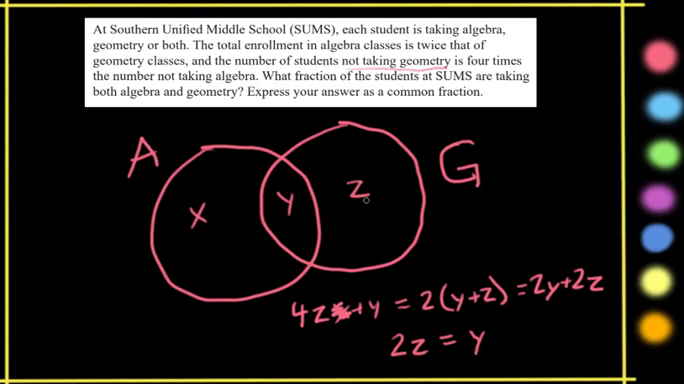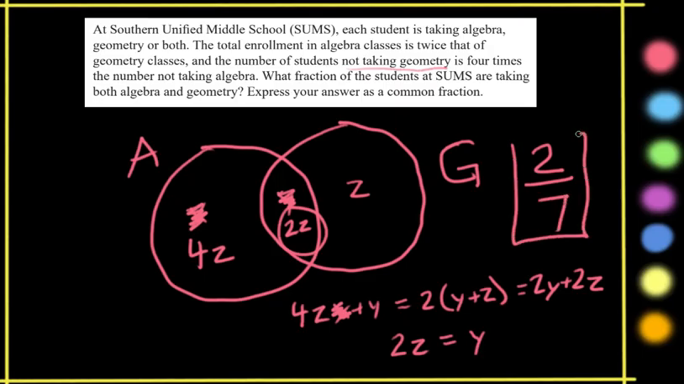All right, so now I know that 2z is equal to y. So let's replace y by 2z. And I think we had said before that x was equal to 4z. So let's do that. Let's replace x with 4z. And now we have everything we need to answer the question. The question is, what fraction of the students at SUMS are taking both algebra and geometry? So that's 2z out of the total, which is 7z. So the fraction is 2 over 7. And that's our answer to that one.